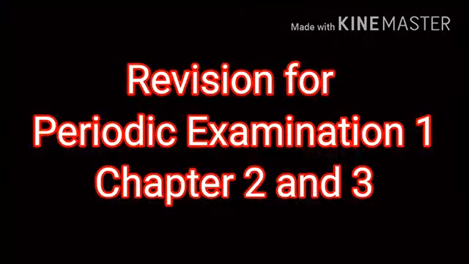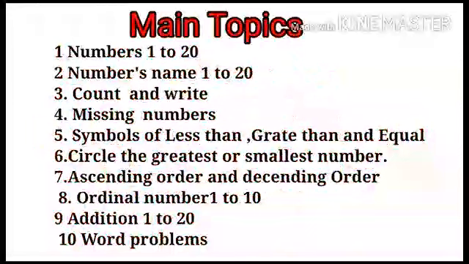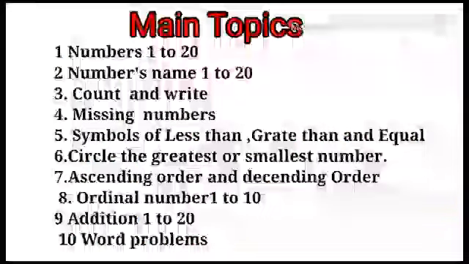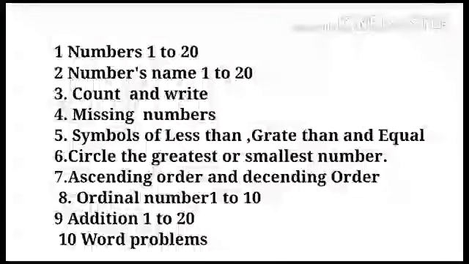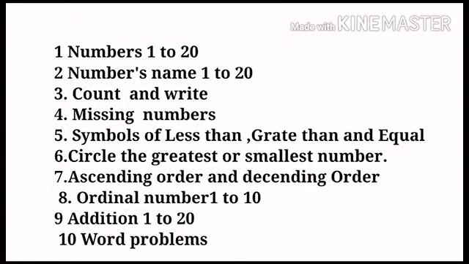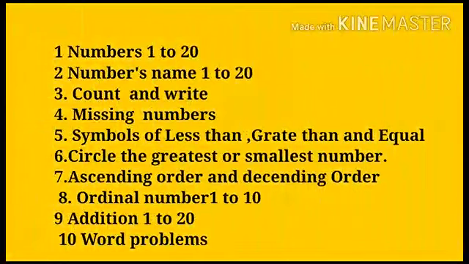Revision of chapter 2 and 3. Main topics are numbers 1 to 20, number names 1 to 20, count and write, missing numbers, symbols less than, greater than and equal, circle the greatest and smallest number, ascending order and descending order, ordinal number, addition 1 to 20, a one digit, then last one word problem.